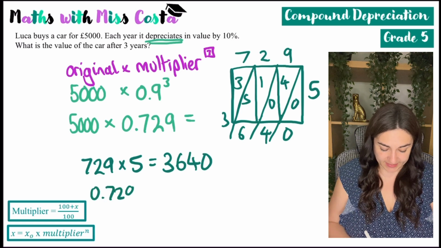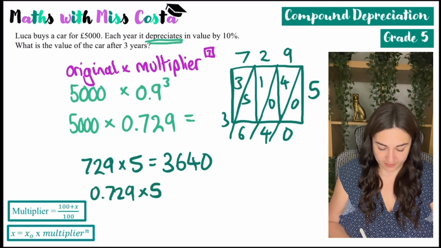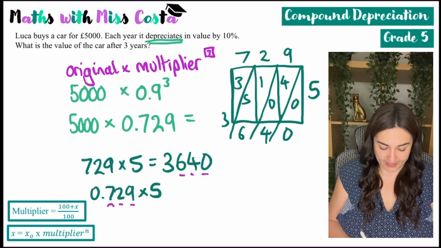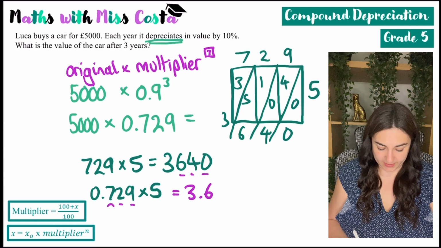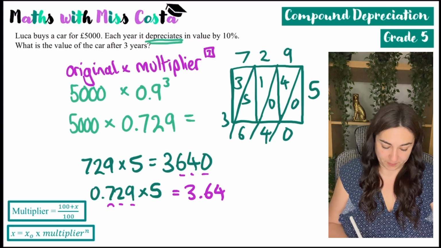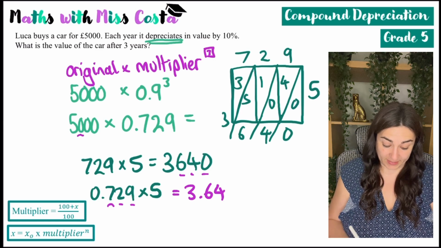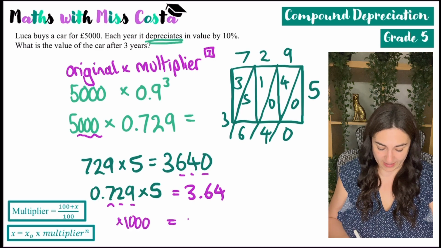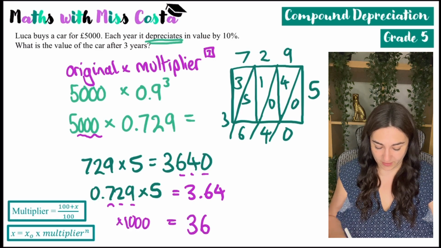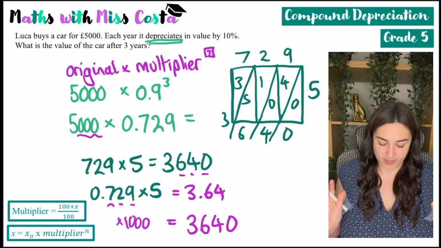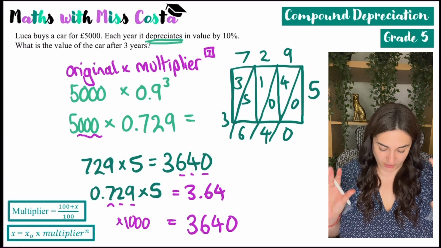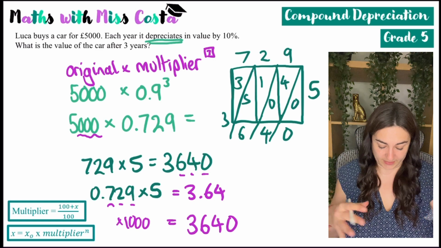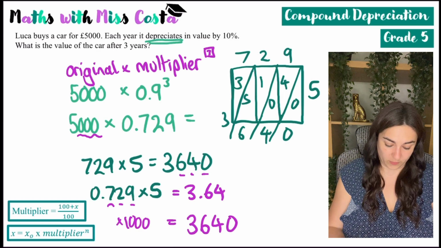So to turn it into 0.729 times by 5, I need 3 digits after my decimal point. So that would be 3.64. And now because it's timesing it by 5,000, I need to times it by 1,000 to get it back. So that would be 3,640. That doesn't make any sense. Don't worry, I'm just doing a strange, weird way. You can just multiply the normal way.